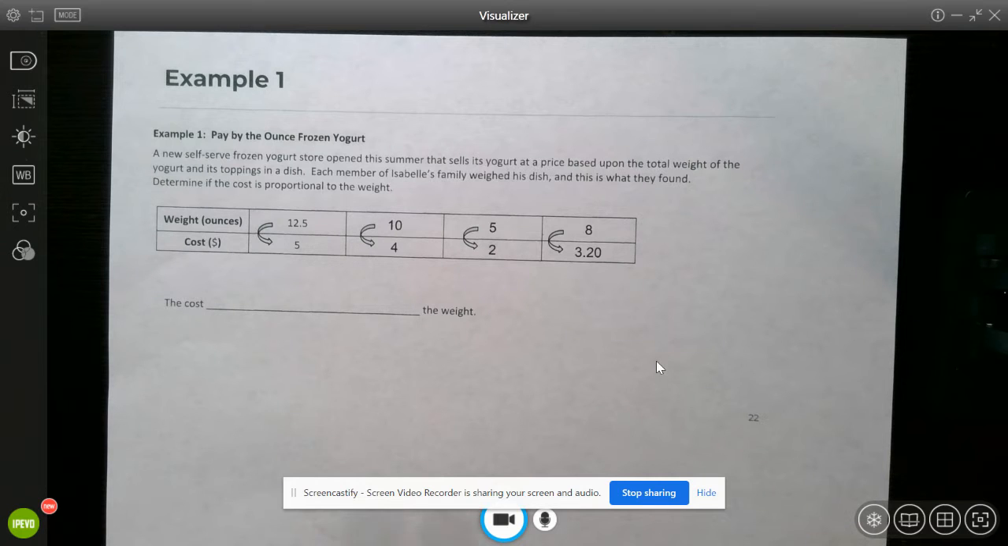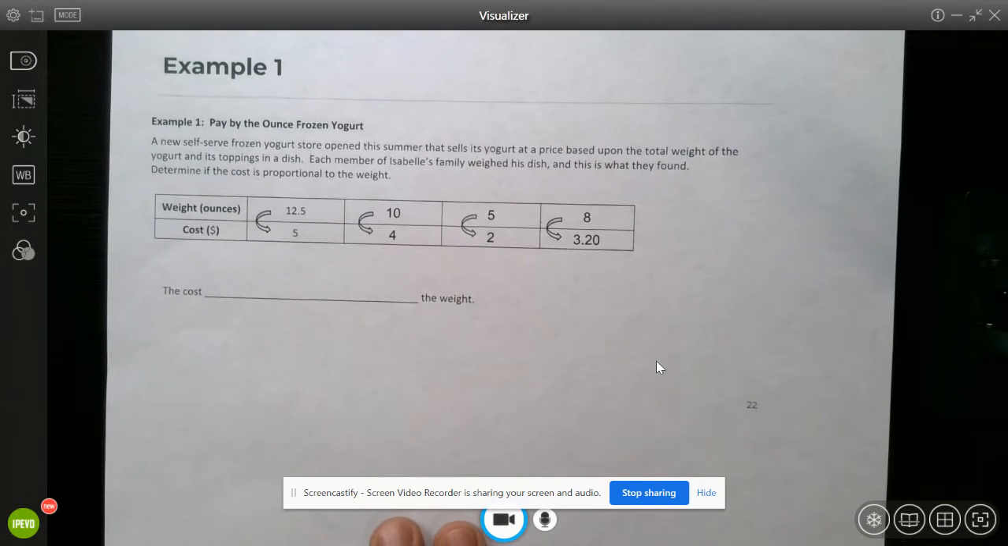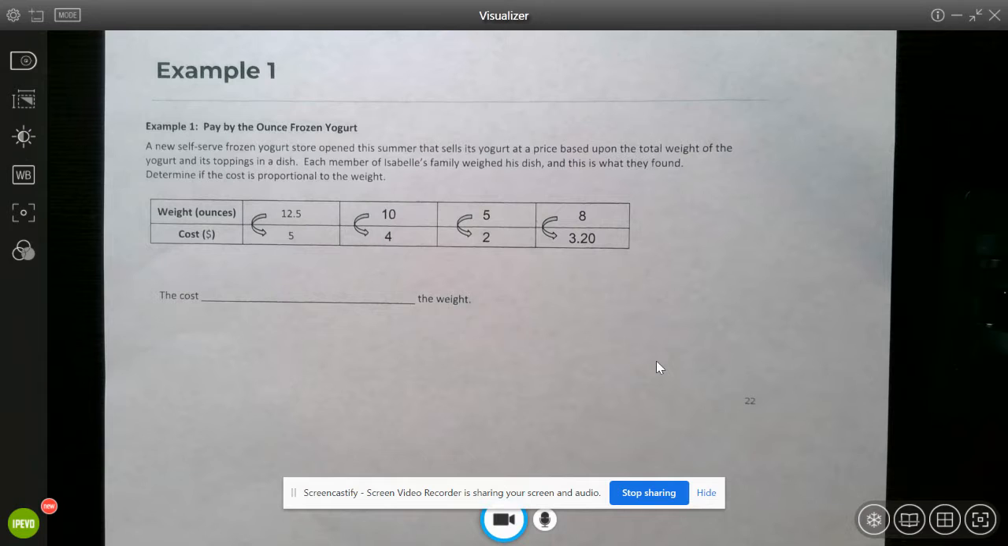All right, let's jump into this model right away. So, it says, example one, pay by the ounce frozen yogurt. What a great summer treat, frozen yogurt. So, let's read it together.